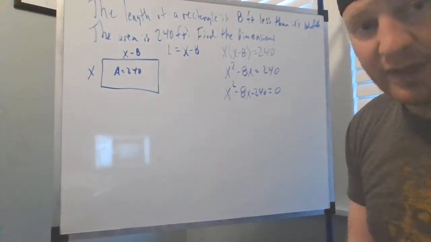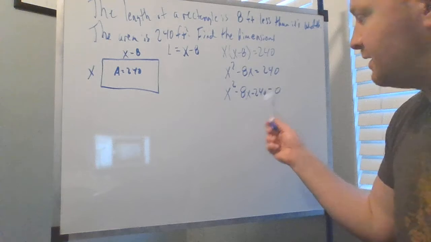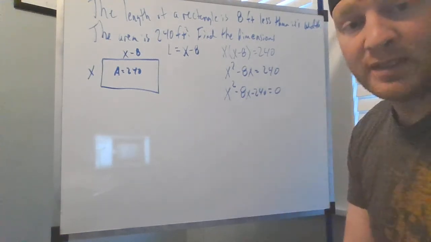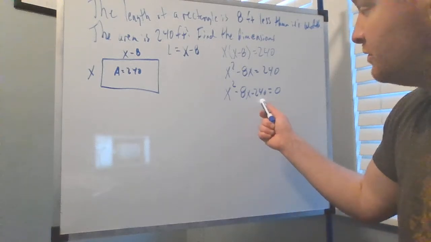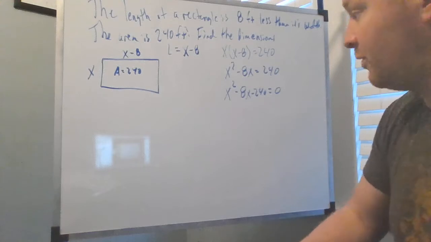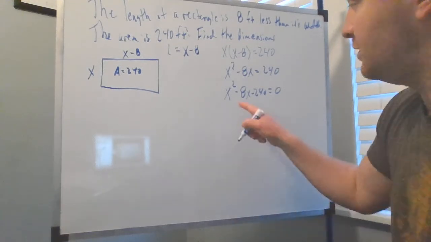Now, for something like this with a number so large, I'm not expecting you guys to know how to factor this, and realistically, I wouldn't even bother wasting my time to figure out what the factors of negative 240 add to negative 8. It takes too much time. So I'm going to use the quadratic formula instead, okay? So I'm going to do the quadratic formula.